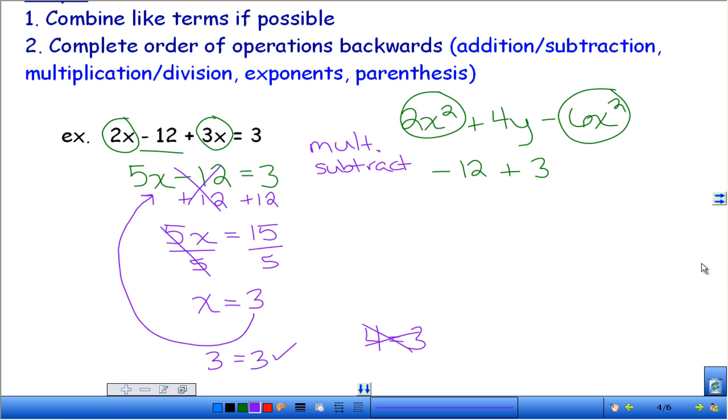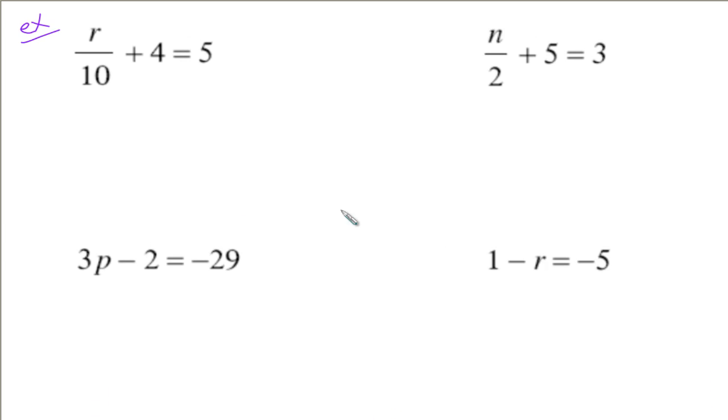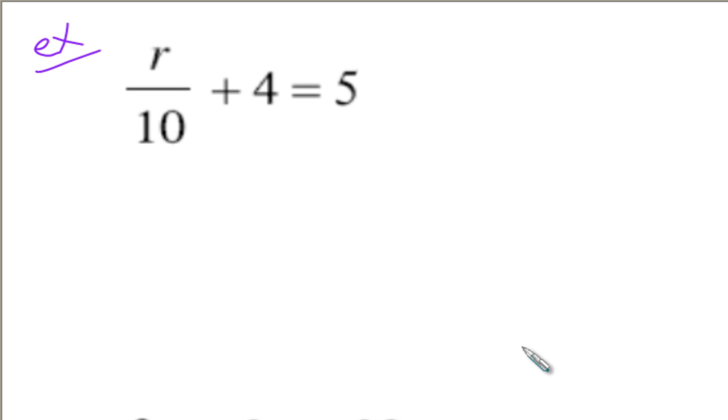Okay, and let's do a couple more together. Go ahead and take a second and write this first one down. It says r over 10 plus 4 equals 5.